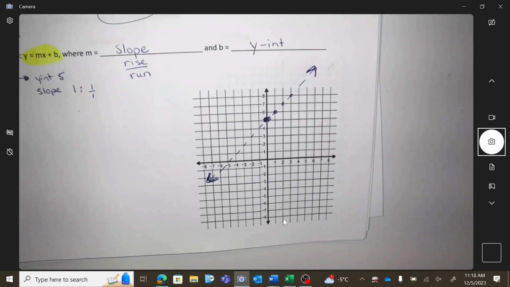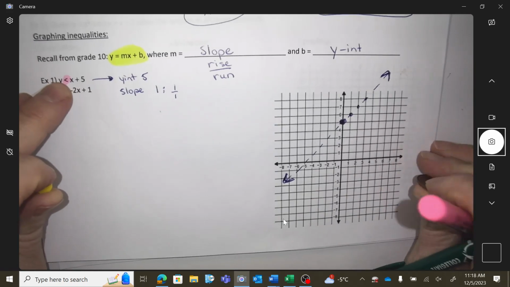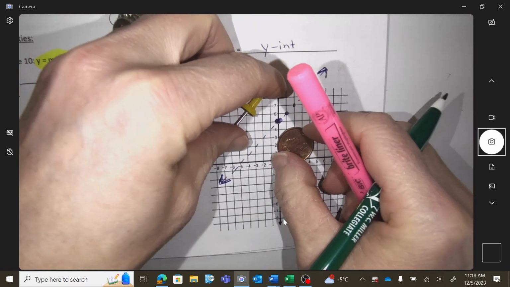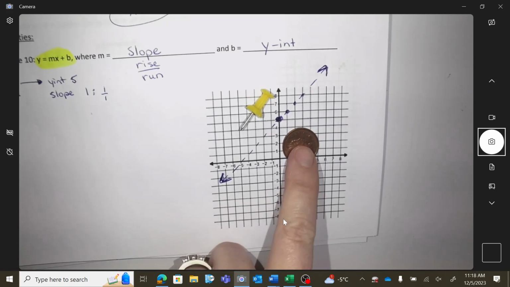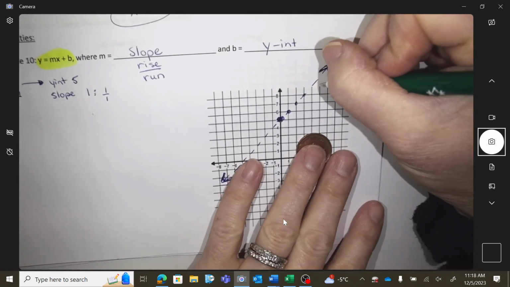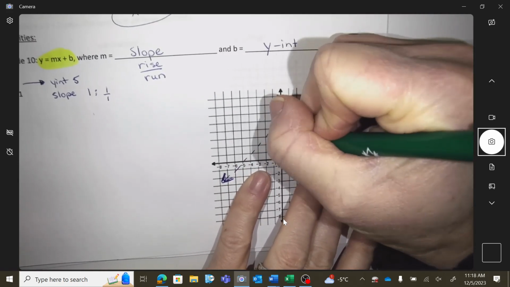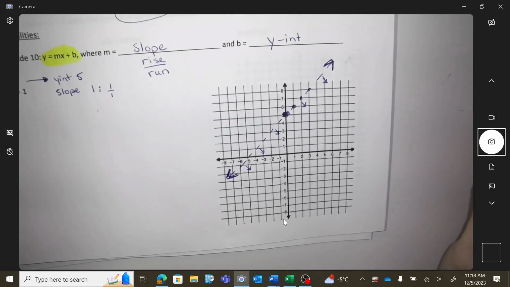Okay, now we said that that symbol said we should be less than. So here's the question. Which side of that line would tell you I'm less than it? The thumbtack or the penny? Which side do you think is less than that line? The penny. Okay, so that means less than it. So what I'm going to do is put little arrows to remind myself I'm going to be below that line somewhere.